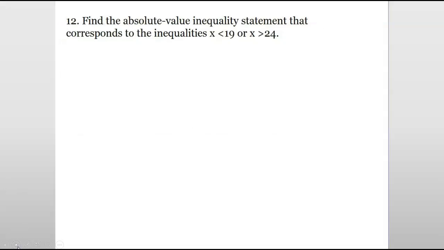Okay, so let's do the same thing, but with an "or". It says find the absolute value inequality statement that corresponds to the inequalities. So the first thing you need to do is find the distance between the 2 points. So you need to know how far apart is 19 and 24. So their distance is 5. Then you need to find half the distance. So in this case, that's 2.5.